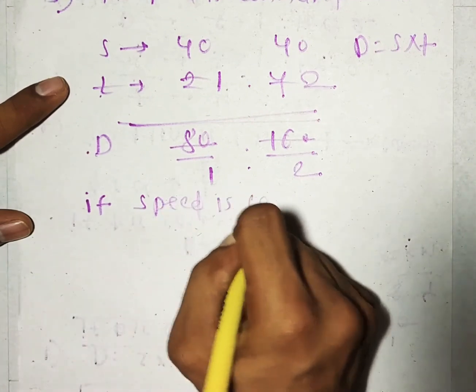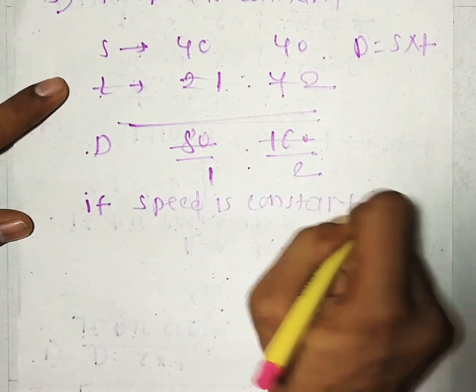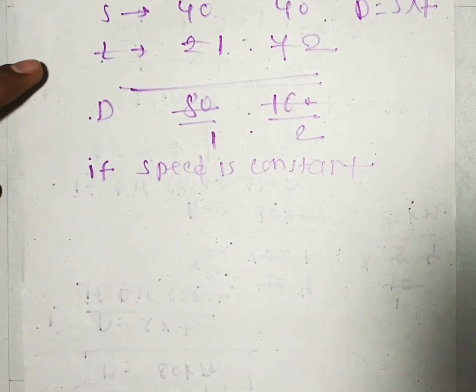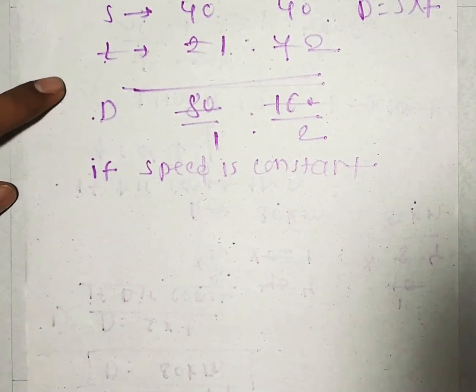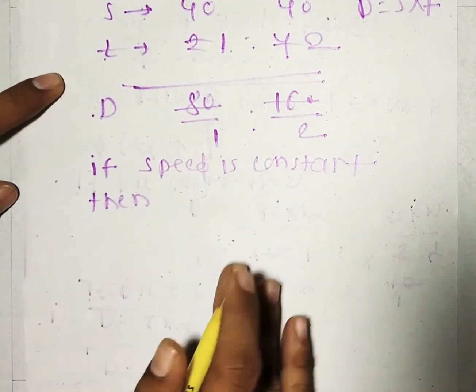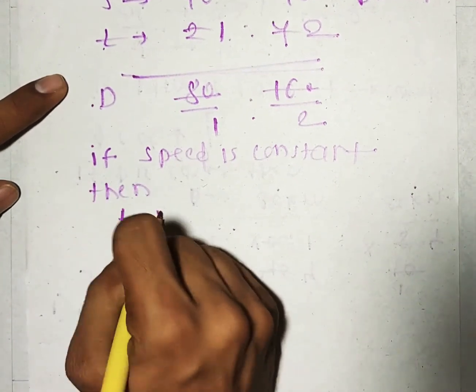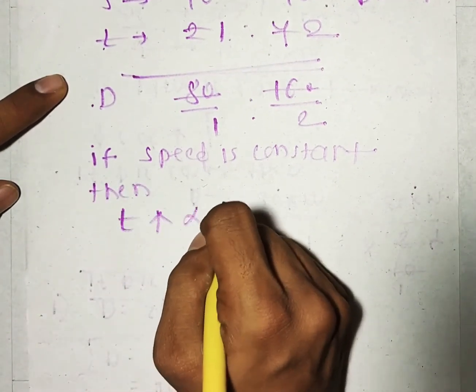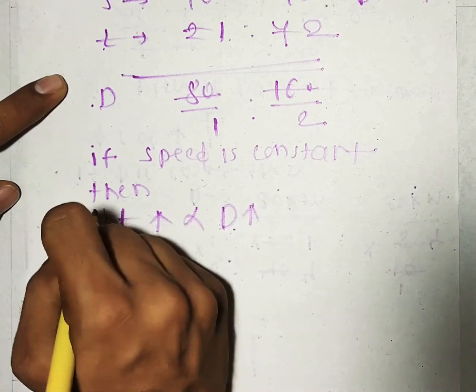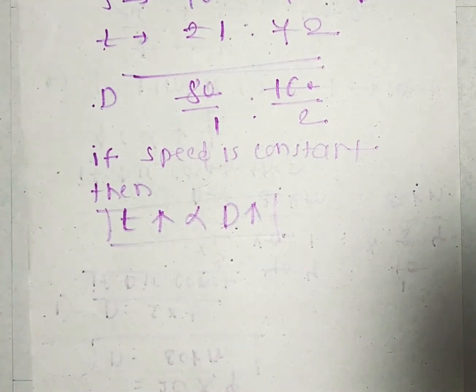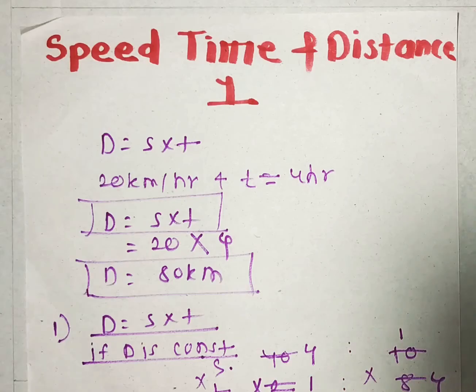if speed is constant, then time will be directly proportional to distance. Time will be directly proportional to distance.